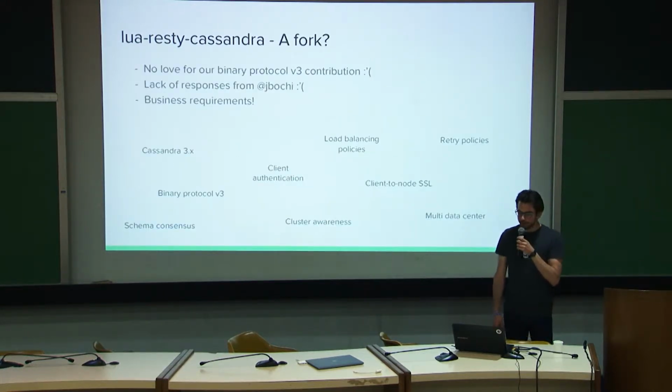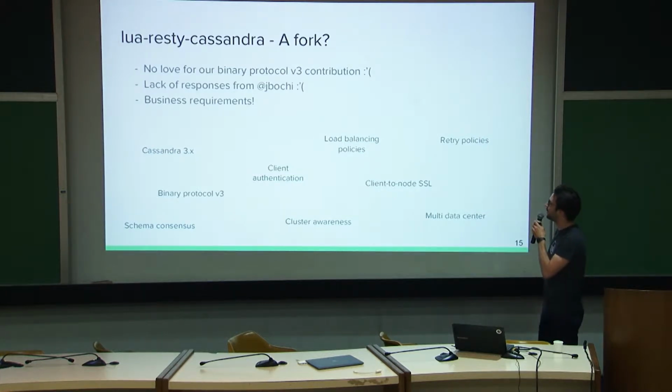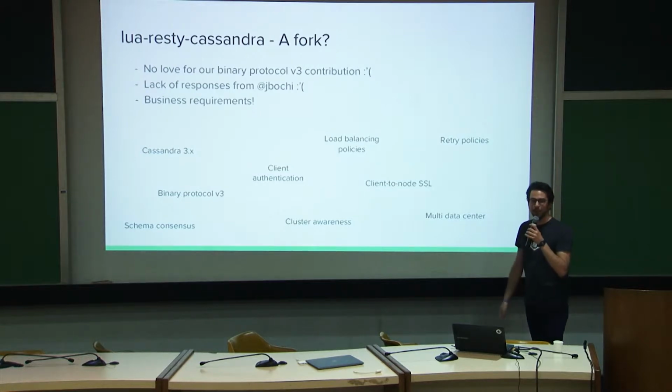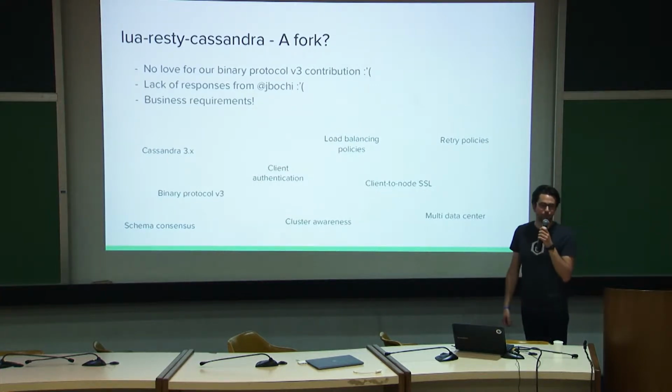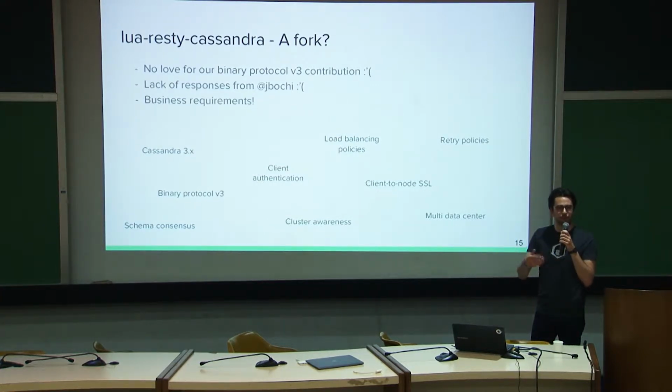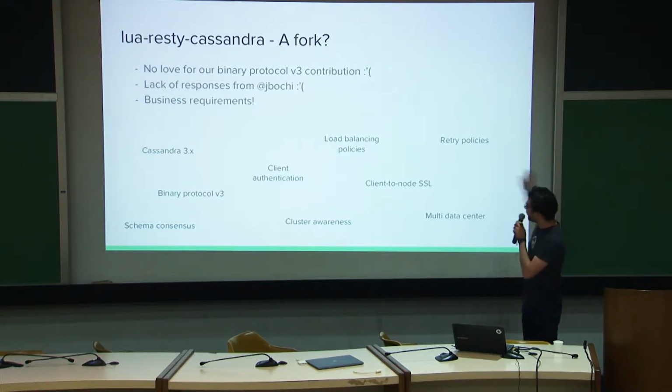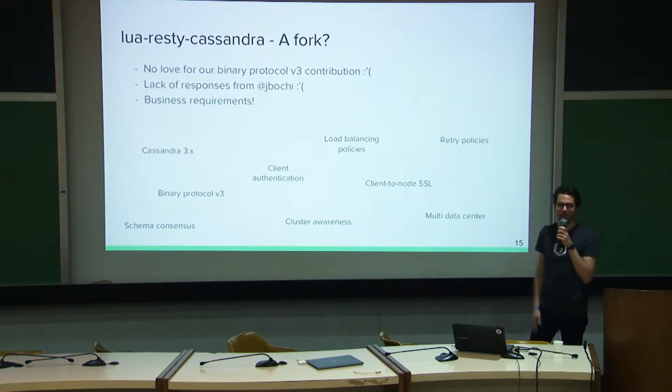After a while, we started not receiving a lot of love from the original maintainer. I contributed a binary protocol v3 to be compatible with Cassandra 3. We needed it for Kong 2 because Cassandra started switching its mainstream stable release from 2 to 3. And our business requirements were all of these, and they were supposed to come up one by one, sorry.